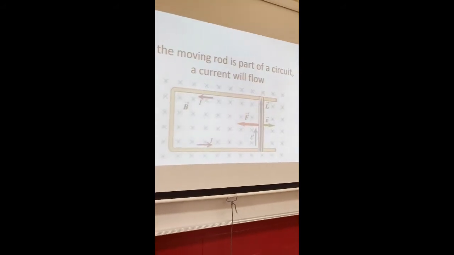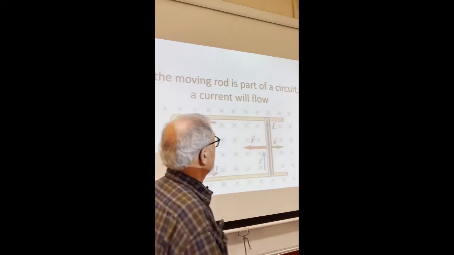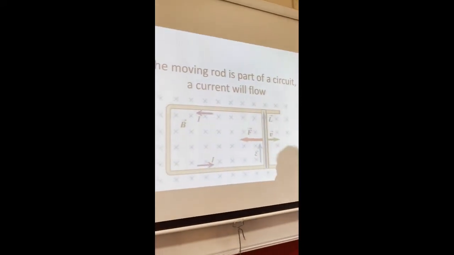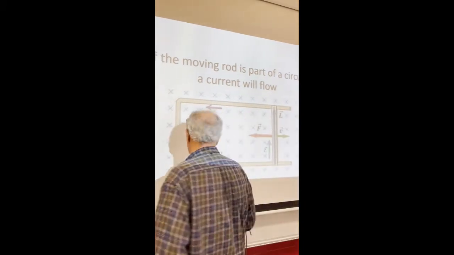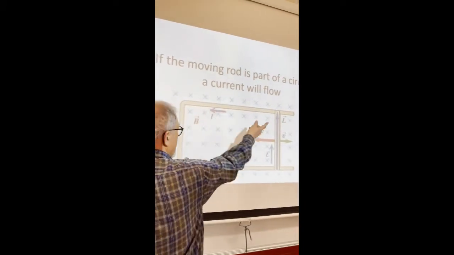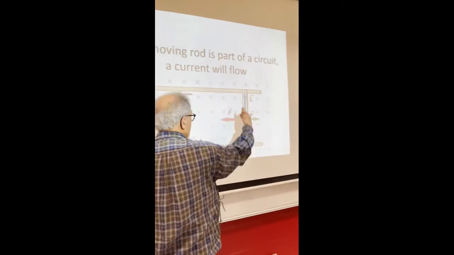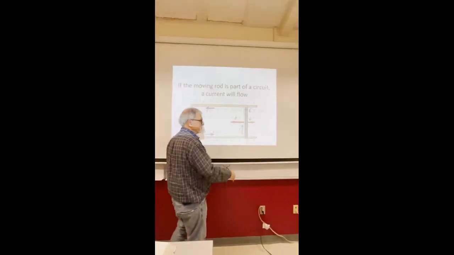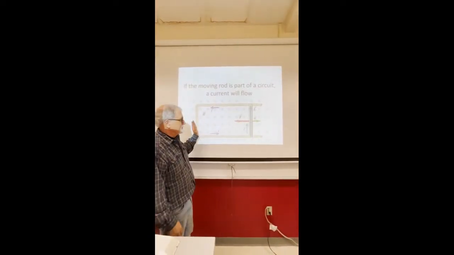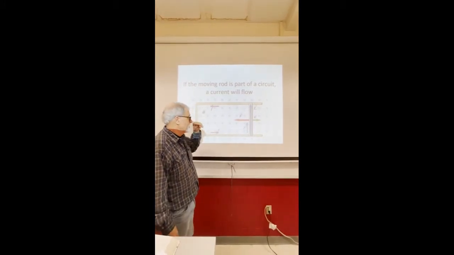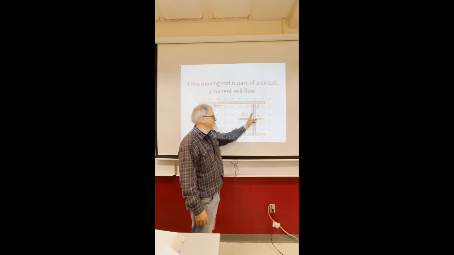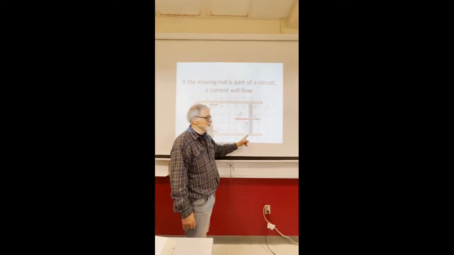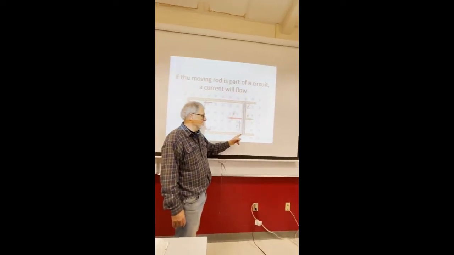If the moving rod is part of a circuit, a current will flow. This is a classic physics illustration. You've got a horseshoe-shaped wire, and a rod on a frictionless surface. The rod can be pushed one way or the other, and there's a magnetic field on it. Because the rod is free to move, it's also touching this, so you've got a closed circuit.